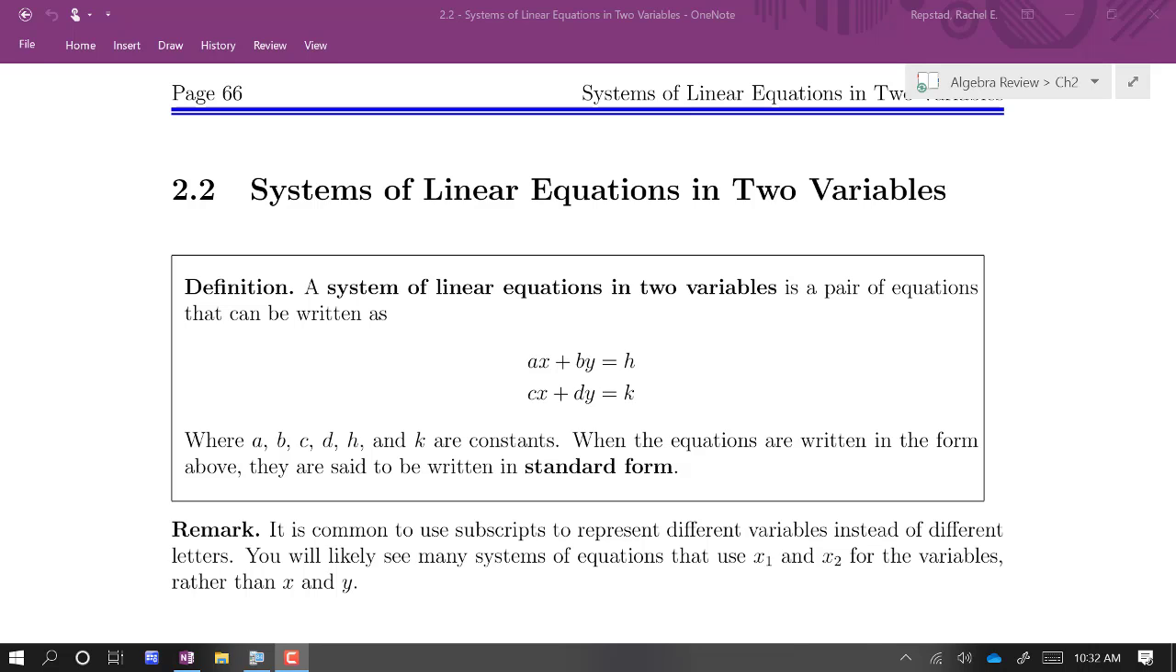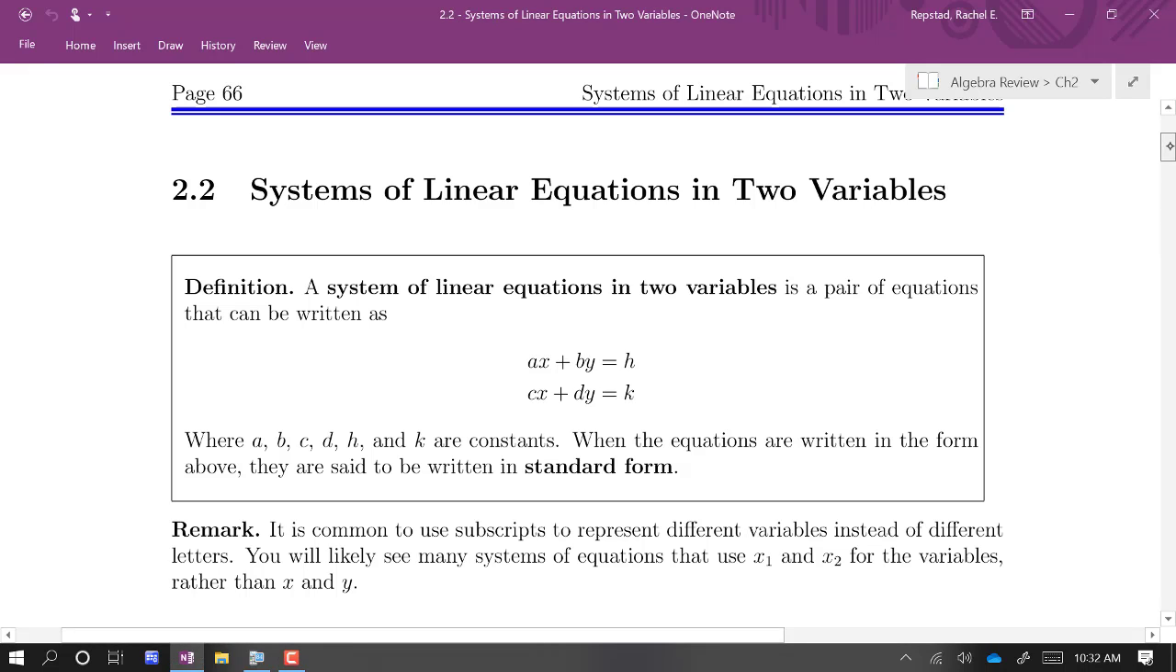In the last section, we looked at linear equations in two variables and their graph, like what they look like visually. And in this section, we're going to look at a system of linear equations in two variables, which is just two of these equations together. And we write a system like this in standard form. It's written this way with your x's and y's on one side and then the constants alone on the other side of the equation.